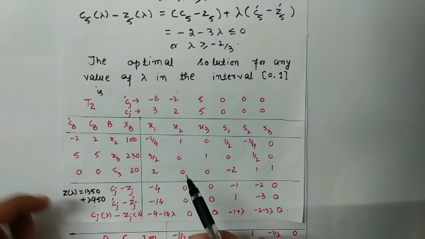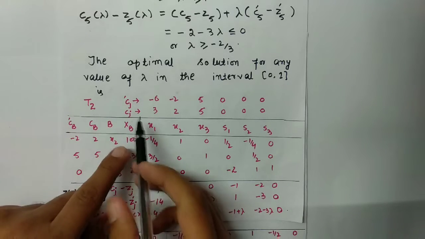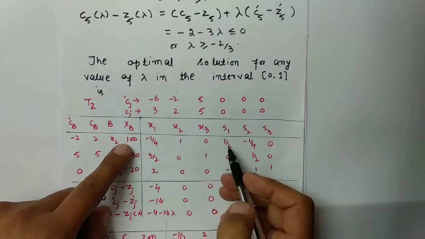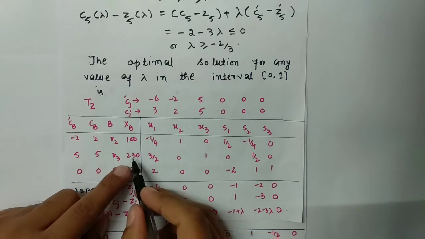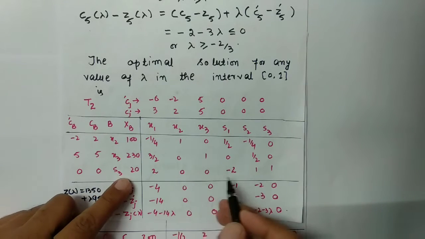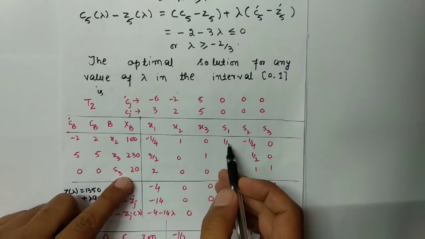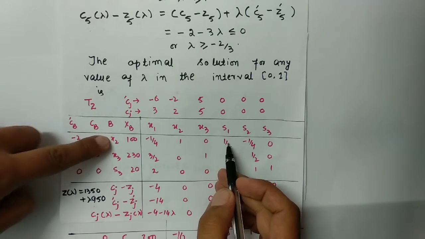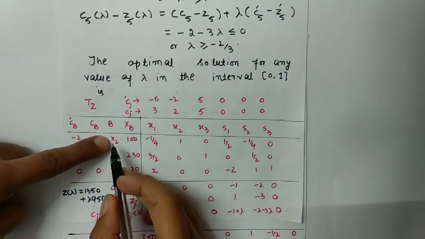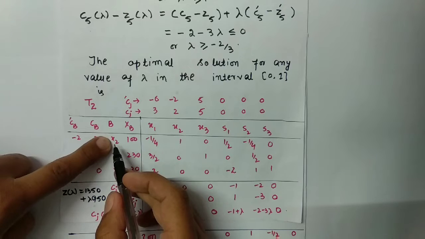Now we will find the minimum ratio. How will we find the minimum ratio? Solution values divided by this column. I will get 200, then not defined, and then a negative value, which we will neglect. So this is the required minimum ratio. So S1 is going to replace X2. Okay, so S1 will enter in place of X2.